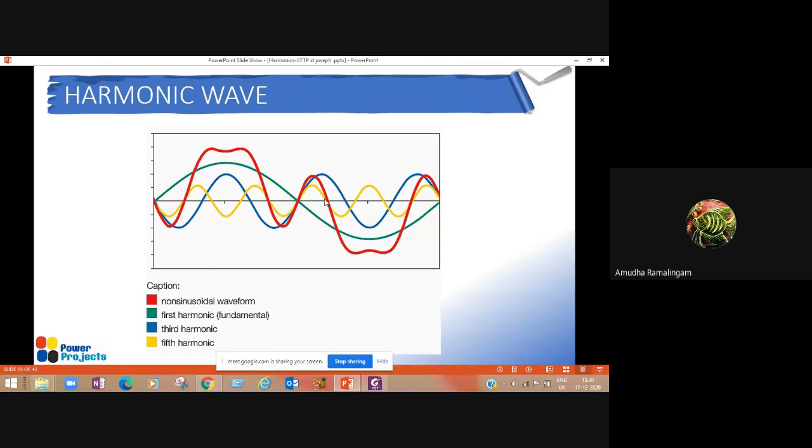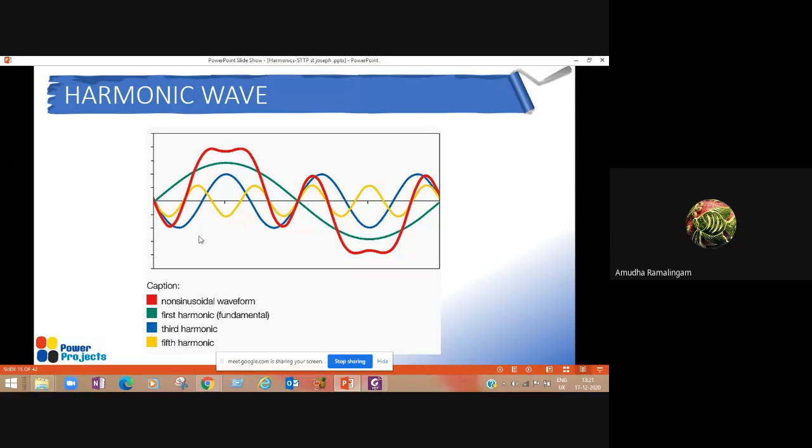So I can show you an example. Here, if you see the green wave, say for example it is a 50 hertz system. Take one cycle of this 50 hertz system. If we have a third harmonic, the third harmonic is the blue wave. If you see the blue wave, it is completing 3 cycles within this one cycle. So if the green is completing one cycle, the blue wave is completing 3 cycles, which is nothing but a third harmonic wave. Similarly, if you take the yellow one, it is completing 5 cycles within one cycle of the green one. So it is a fifth harmonic.